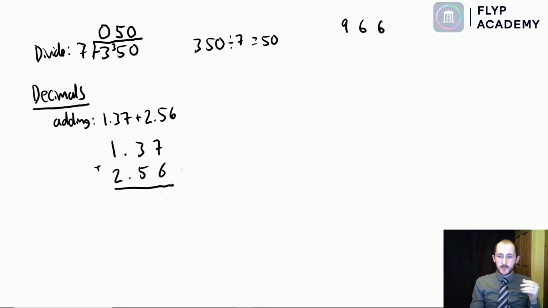7 plus 6 gives me 13, so 3, carry the 1. 5 plus 3 is 8, plus the 1 is 9. 2 plus 1 is 3. Done. Nice and easy. Subtraction works in the exact same way.